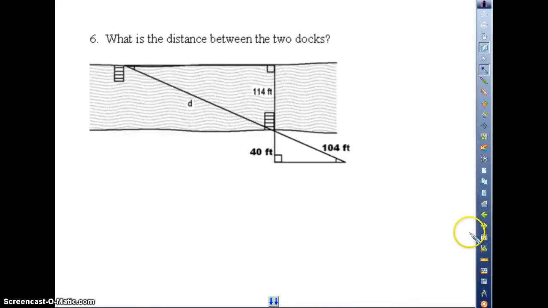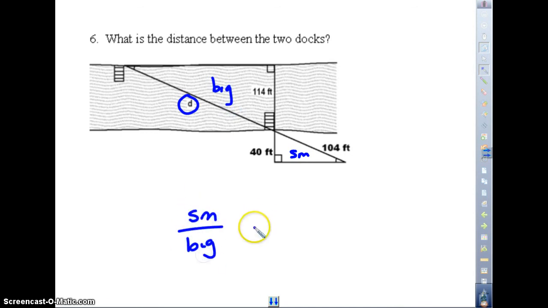Number 6, what's the distance between the two docks? I have a dock here and a dock here, and I want to know D. Anytime you have a system that's set up like this and they don't tell you, you know that they're similar. I've got a right angle here and a right angle here. The little triangle, my small triangle, is similar to my big triangle. You just have to set up a proportion.